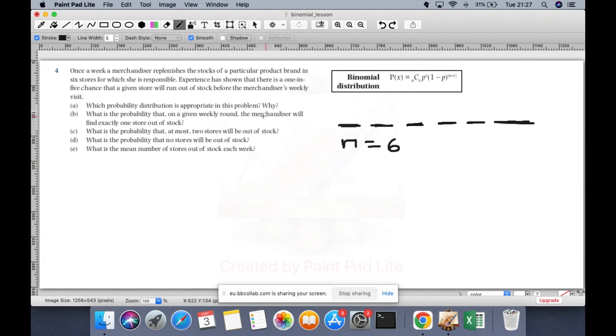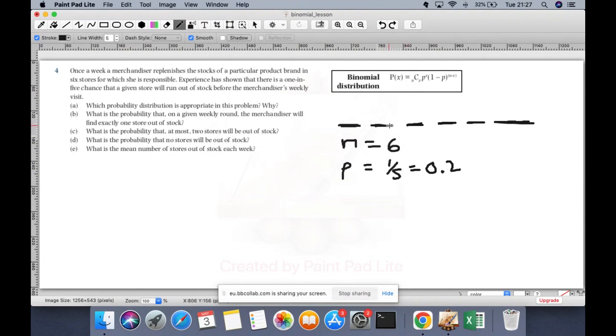If you read the passage, it says there's a 1 in 5 chance that a given store will run out of stock. So 1 in 5 is actually a probability, so I'll represent that by p equals 1 over 5, and you could write it as a decimal if you want, 0.2. Okay, so we have a fixed number of experiments. There's only 2 possible outcomes. And the passage doesn't say this, but we can assume that each store is independent of each other.